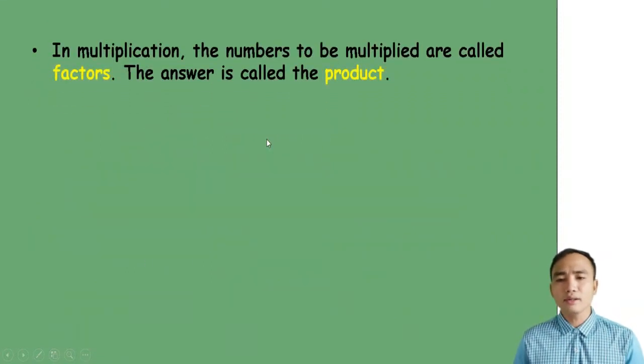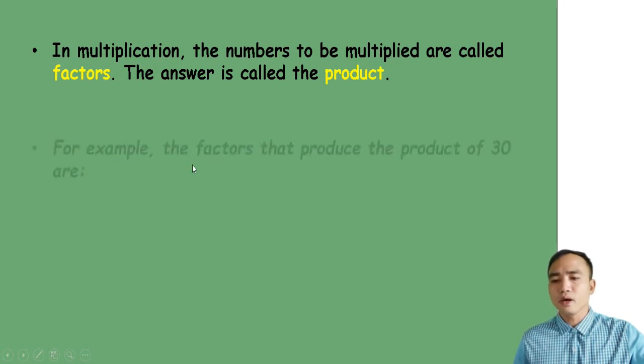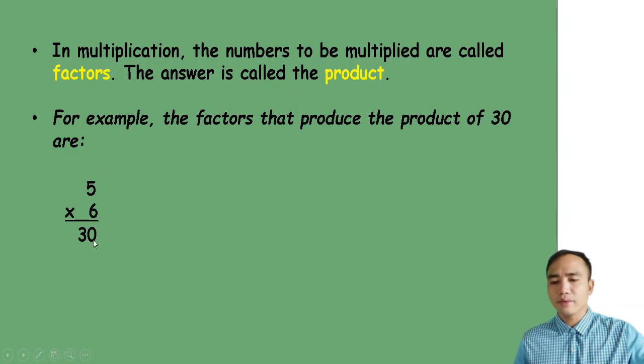In multiplication, the numbers to be multiplied are called factors, while the answer is called the product. For example, the factors that produce the product of 30 are 5 and 6. 5 times 6 is 30. Here, 5 and 6 are called the factors, while 30 is the product.